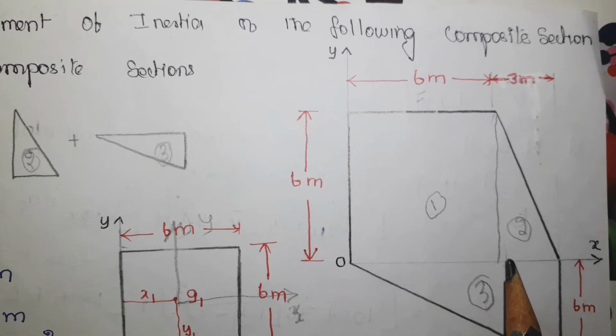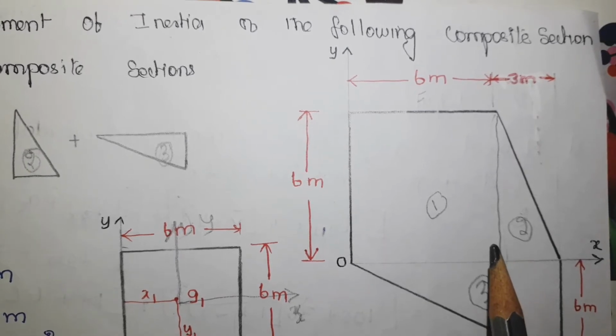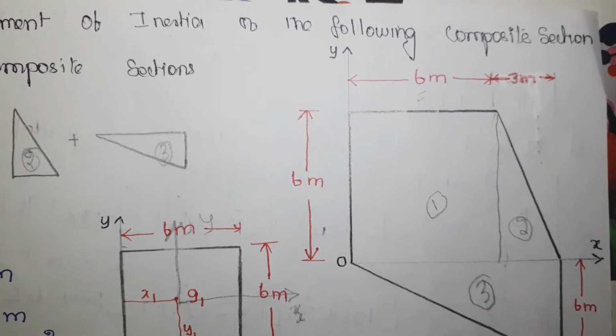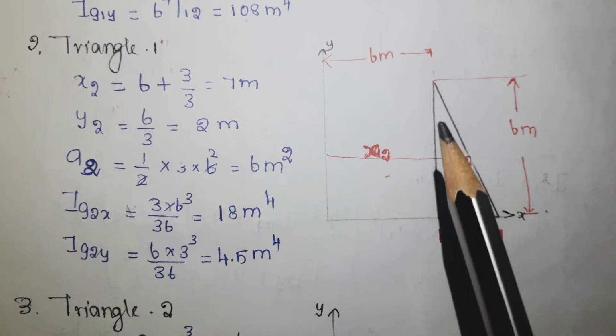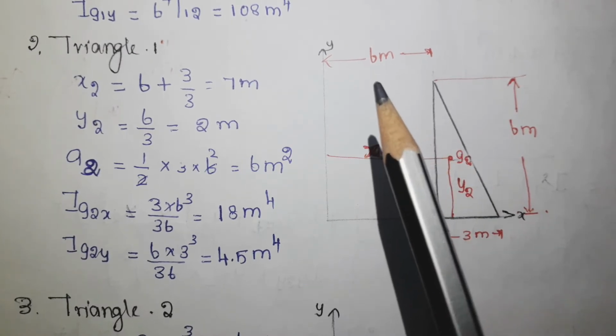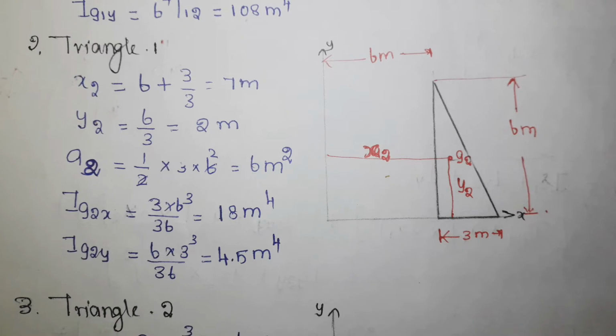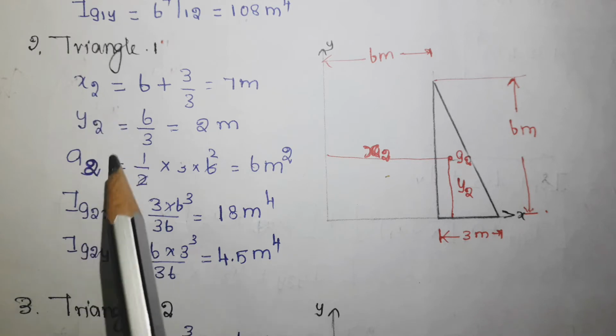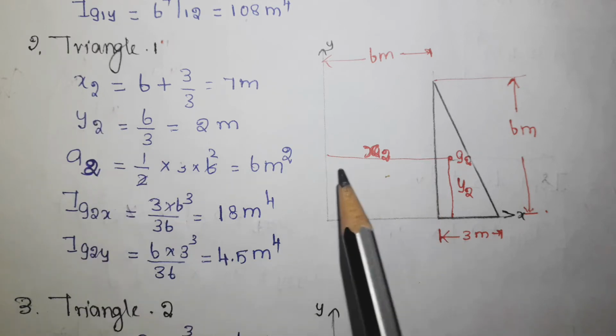Now the second one is the second triangle. It is positioned from y axis by 6 meter. Now this is the position of the triangle, which is positioned 6 meter from y axis, and the dimensions are, here it is 6 meter, here it is 3 meter. Now let us go to the 5 variables. X2 equal to, you have to add this 6 meter first.